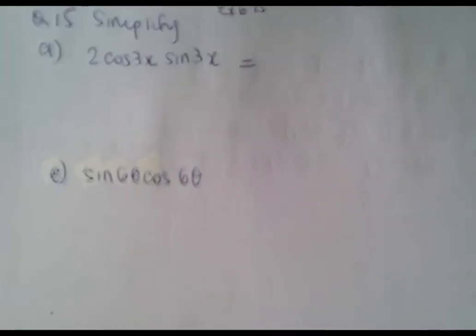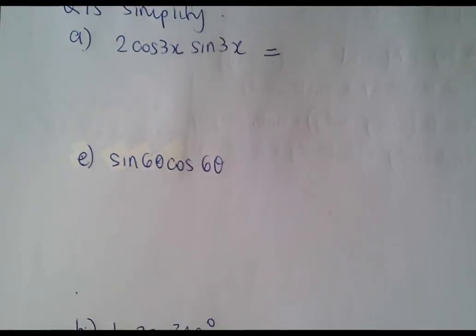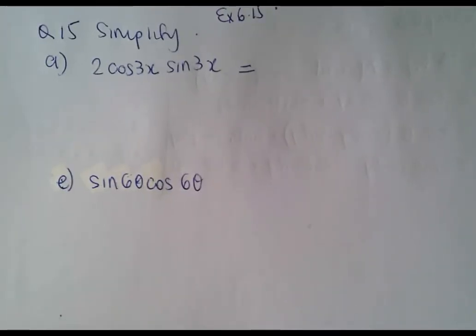2 cos 3x sine 3x. Which result could this come from? Sine 2 theta, cos 2 theta, or tan 2 theta?